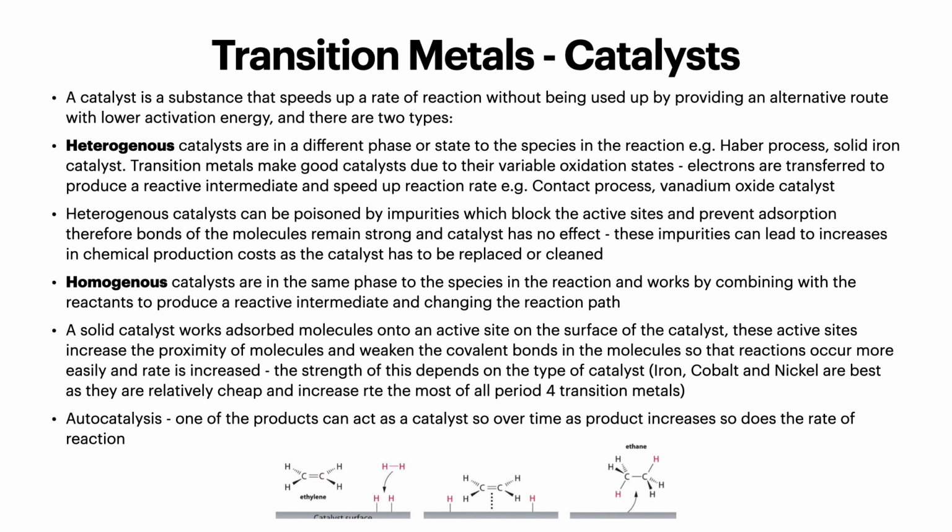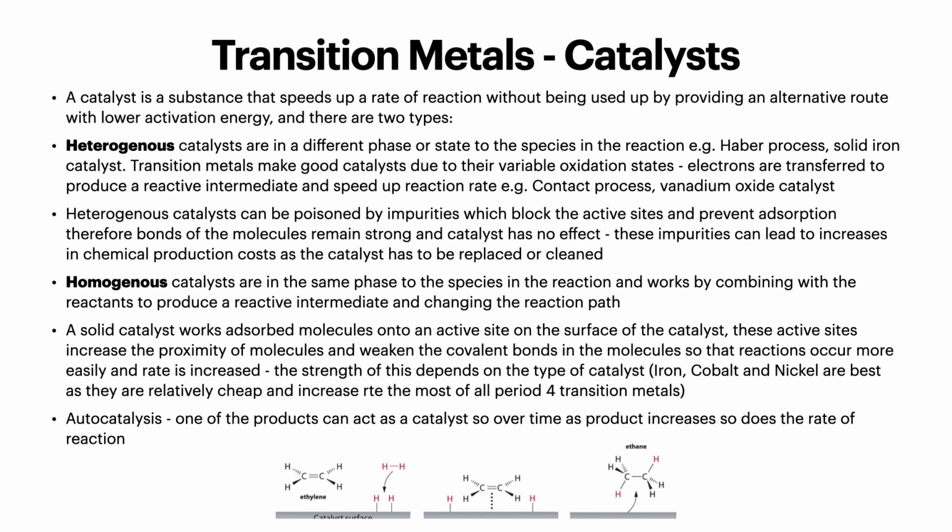So you've got heterogeneous. These are catalysts that are in a different phase or state to the species in the reaction. An example is the Haber process, which uses the solid iron catalyst. Transition metals make good catalysts due to their variable oxidation states. Electrons are transferred to produce a reactive intermediate and speed up reaction rate.